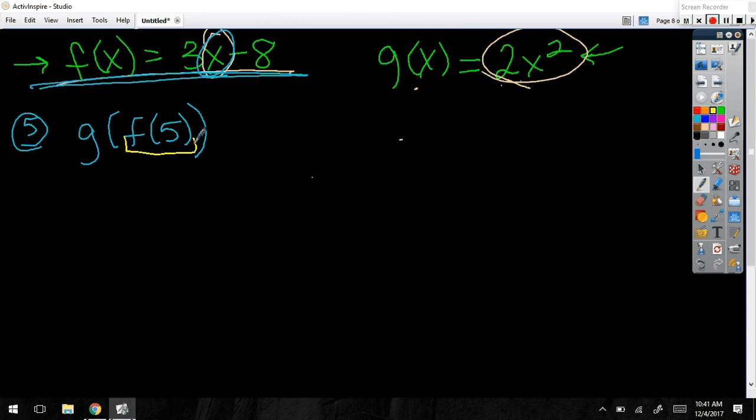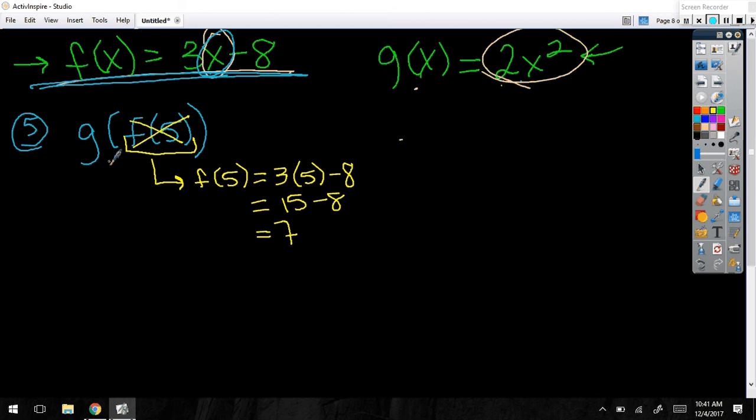Remember, if you work inside out, it will help you. In other words, what is f of 5? You have to plug in 5. It's 3 times 5 minus 8, which is 15 minus 8, so 7. This is number 1 on this list of problems. So this is now going to become g of 7, because f of 5 is 7.